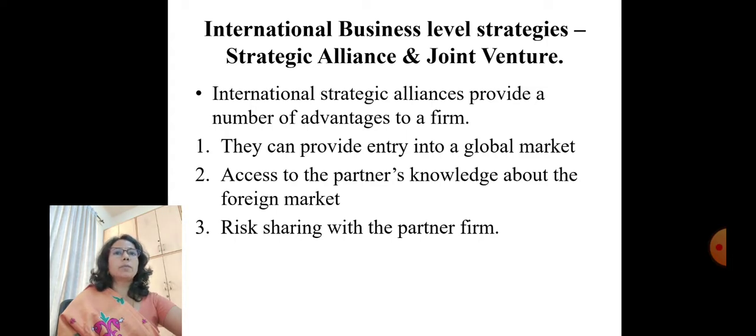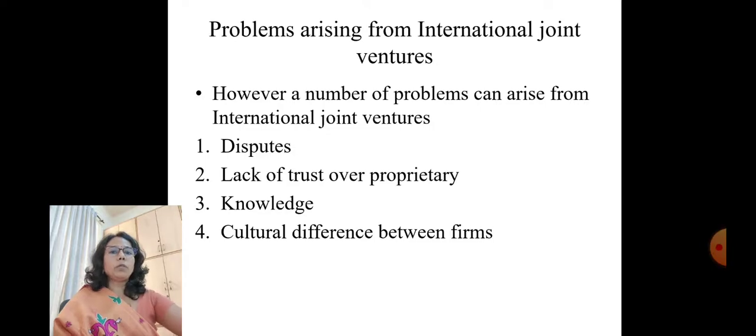However, a number of problems can arise from international joint ventures, including disputes and lack of trust over proprietary knowledge, cultural differences between firms, and disputes over ways to share the costs and revenues associated with the partners. Well, these could be the few problems arising from international joint ventures, like disputes, lack of trust over proprietary knowledge, and cultural differences between firms.